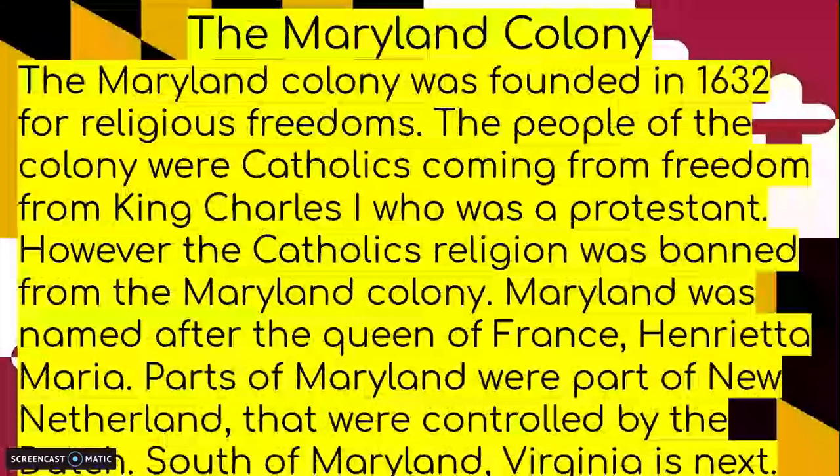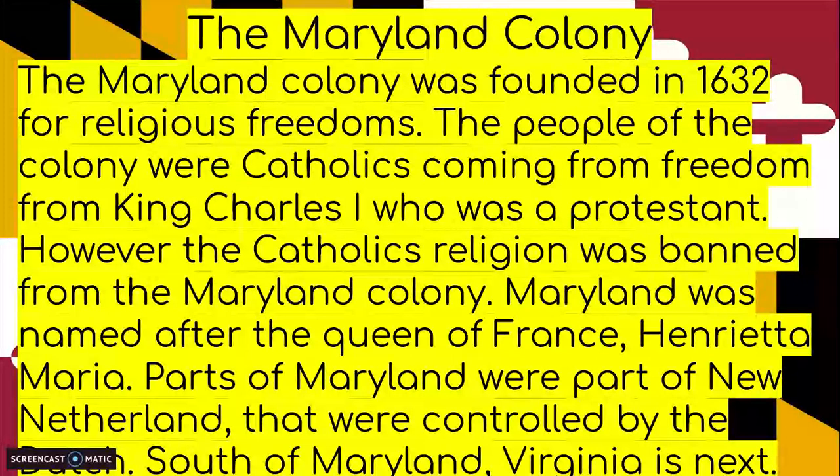But Maryland's first. The Maryland colony was founded in 1632 for religious freedom. The people of the colony were Catholics, coming from King Charles I, who was a Protestant, and that whole debate over the English church and the English Civil War, but that's not important right now. However, Catholics were banned in the Maryland colony. Maryland was named after the Queen, Henrietta Maria, King Charles I's wife.